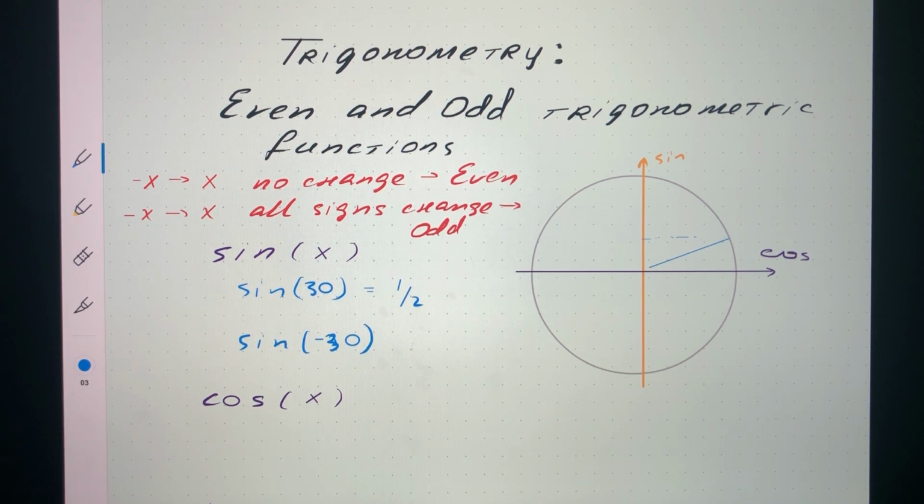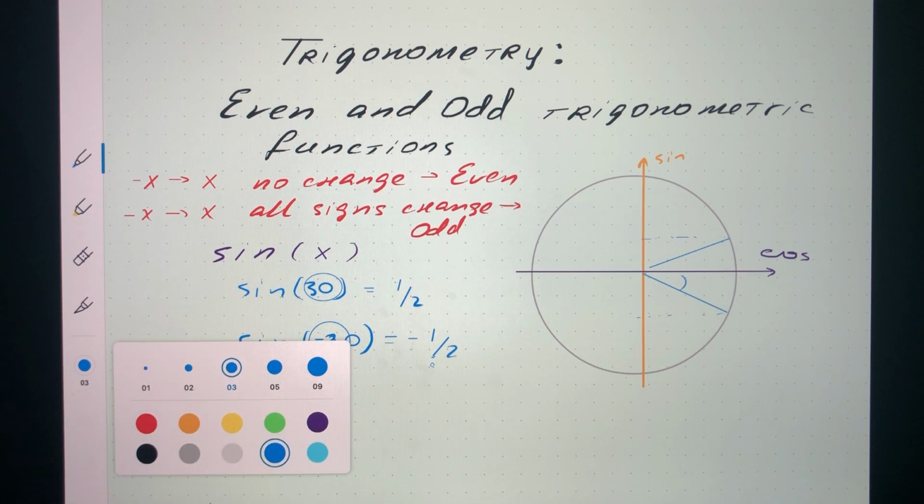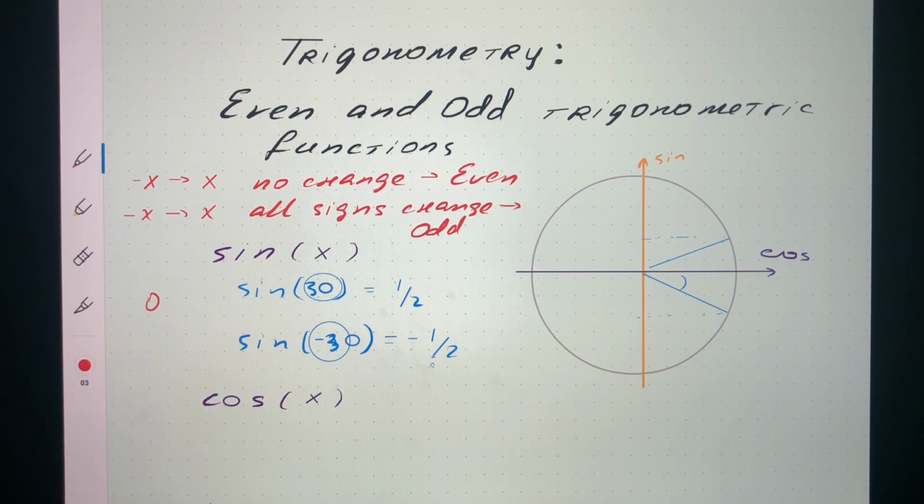Well, negative is in the clockwise direction, so that's here. And what is the sine? Well, now we're on the negative end, and that is negative half. So we have changed the x for the negative x, and our signs switched, which means the sine is an odd function.